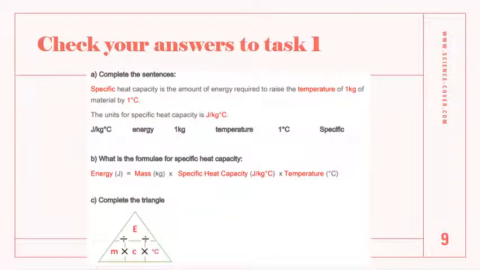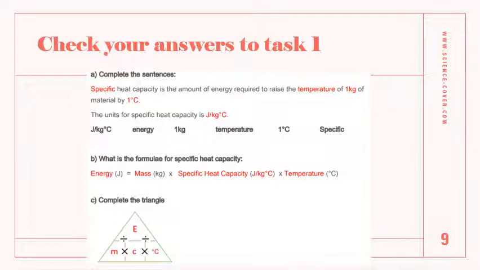Let's check our answers to task 1. The specific heat capacity is the amount of energy required to raise the temperature of 1 kilogram of material by 1 degree Celsius. The units for specific heat capacity are joule per kilogram degree Celsius. So the missing words were specific, temperature, 1 kilogram, 1 degree Celsius, and joule per kilogram degree Celsius.